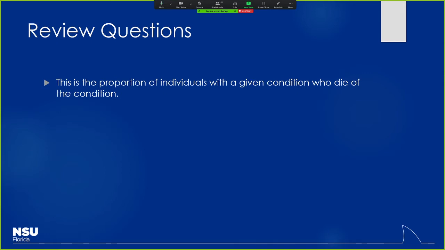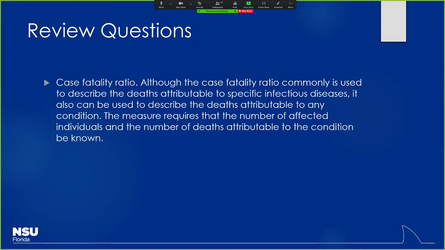Okay, how about the proportion of individuals with a given condition who die of that condition? What would we consider that to be? I could torture you all and wait for someone to try to answer, but I don't think you guys want that. Case fatality ratio, that's a good thought. It's a case fatality ratio, absolutely. Remember how you could divvy up that pie a couple of different ways? You start out with the general population of a group, and then you have the number of people who are exposed.